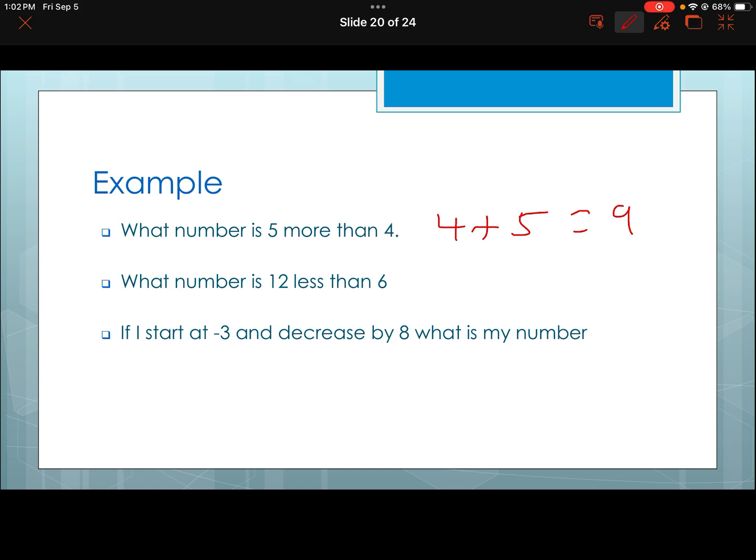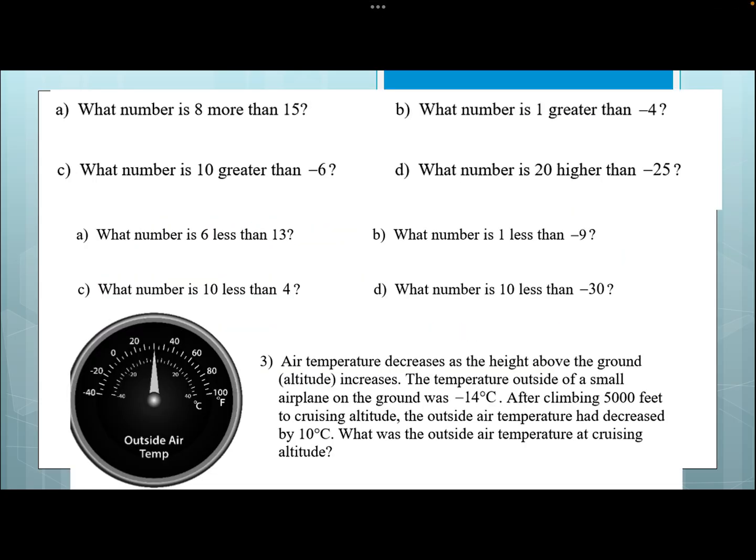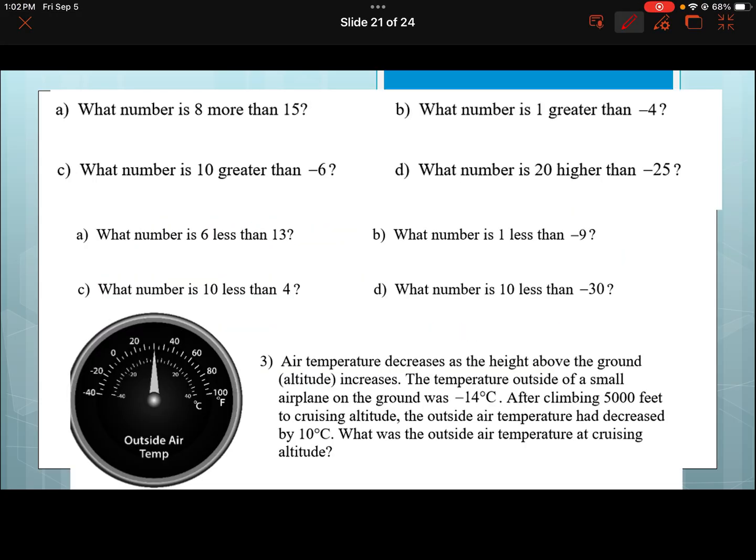12 less than 6, same idea. It's 6 and it's 12 less than that. So it's take away 12, right? So that's -6. And then if I start at -3 and I decrease by 8, what is my answer? And that's obviously -11. Okay, again, some questions there. Have a quick go. I'm going to go through them very quickly just to make sure. And then there's a last thing that I want to go through, and then the test is already up. So have a go at that.